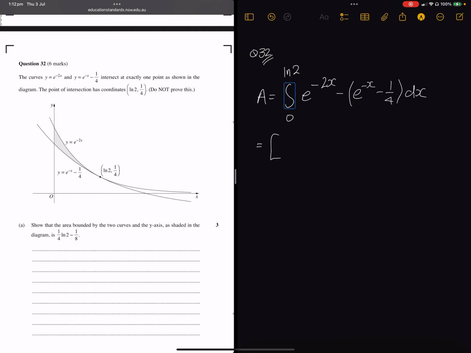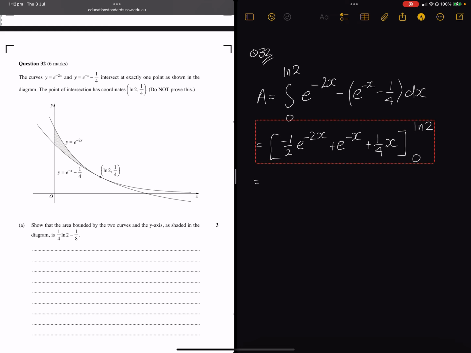So e to the minus 2x is going to become minus a half e to the minus 2x. Minus e to the minus x will become plus e to the minus x. And then minus a quarter is plus a quarter, that will become plus 1/4 times x. Now we can sort of check this as we're going along. This is going to be evaluated from 0 up to the natural log of 2.